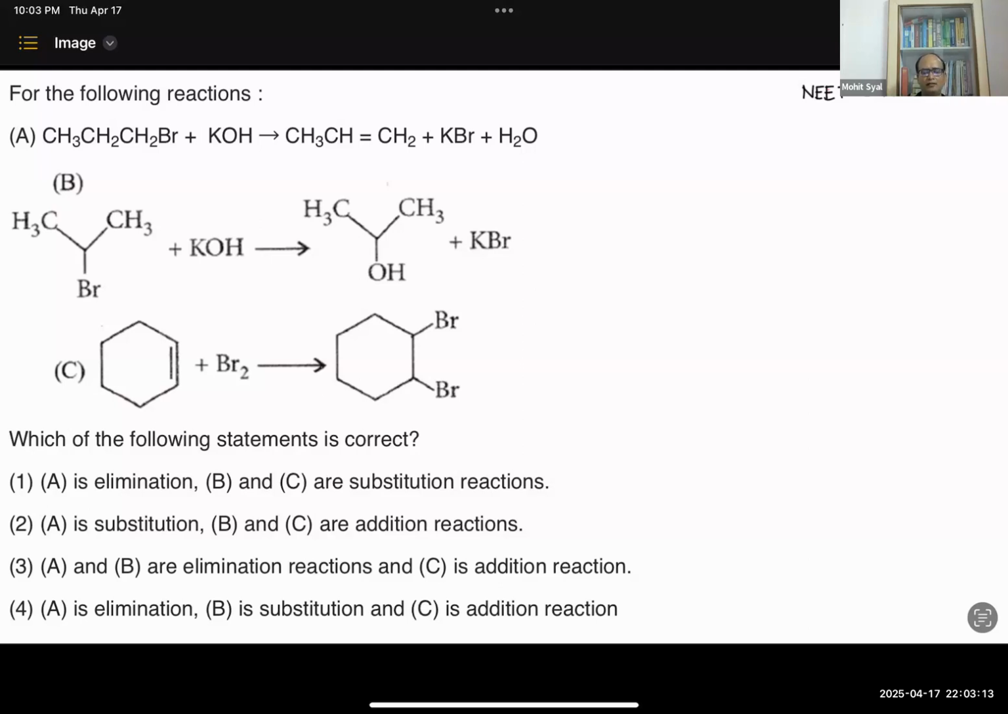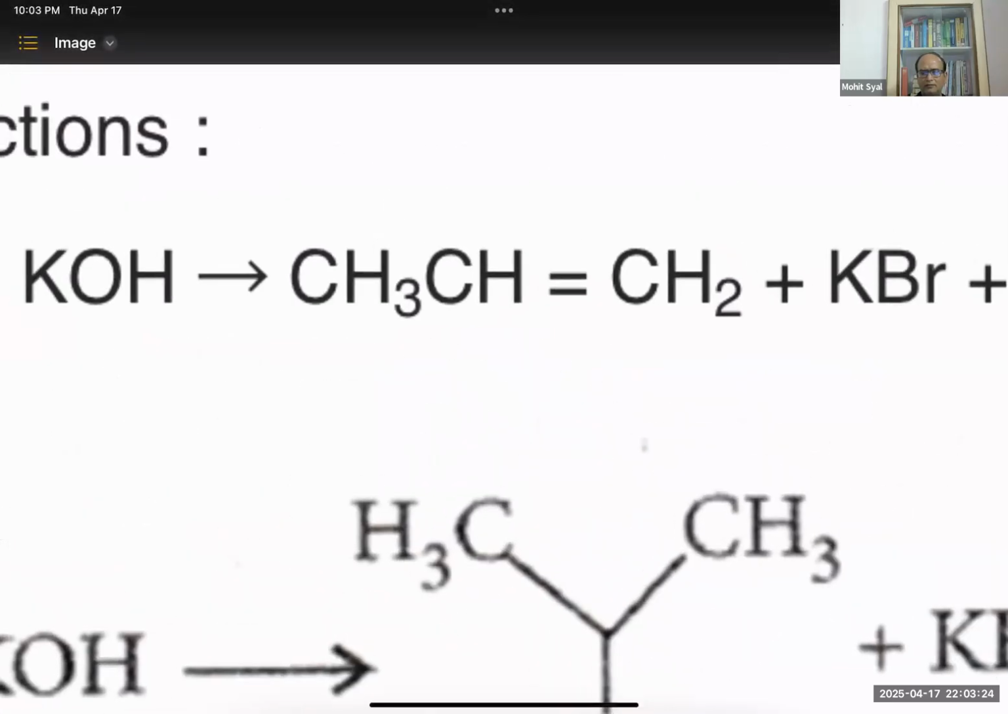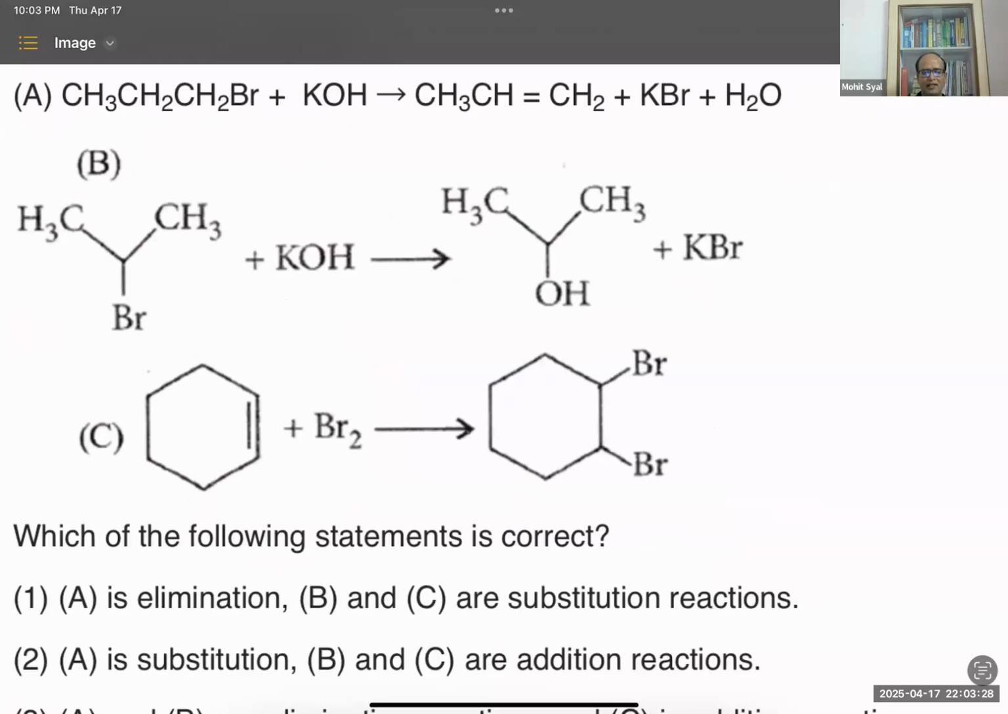The first one is substitution. Bromine is substituted by the alcohol OH group. That's B. I thought B was the first one. Okay, so can you show the reaction?